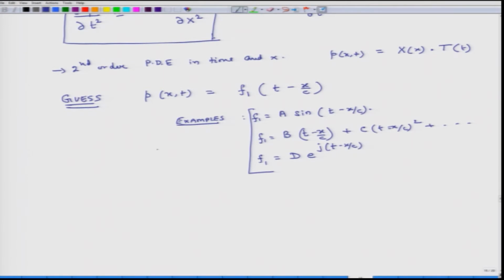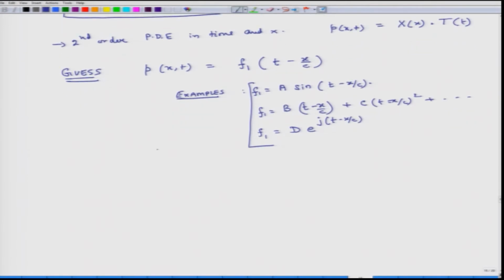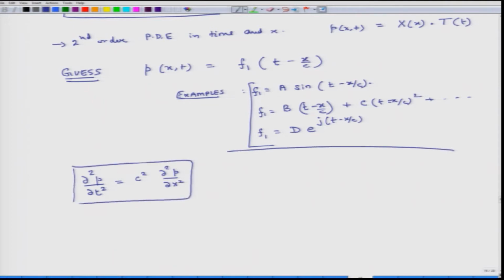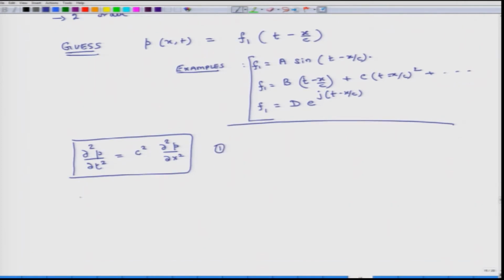So, this is our guess, and now we will try to see whether our guess is correct or not. We will rewrite the pressure wave equation: del 2 p over del t square is equal to c square del 2 p over del x square. Let us number this as equation 1. The left hand side of this equation equals del 2 f 1 over del t square, and the right hand side is c square times del 2 f 1 over del x square.